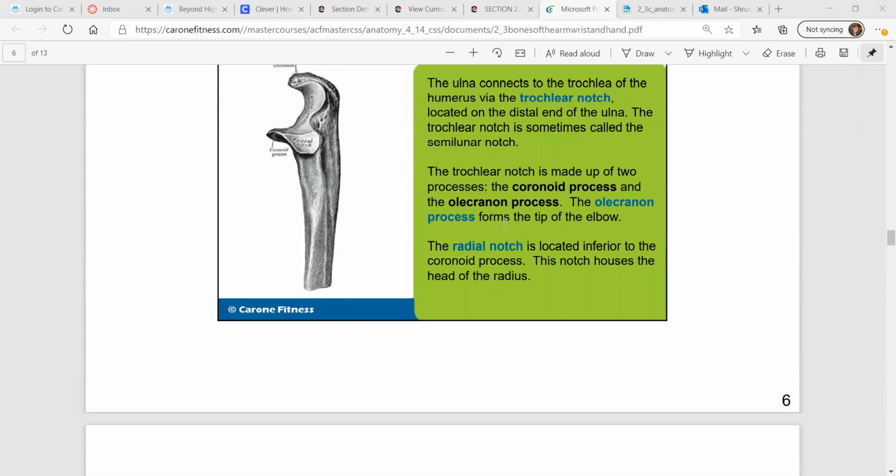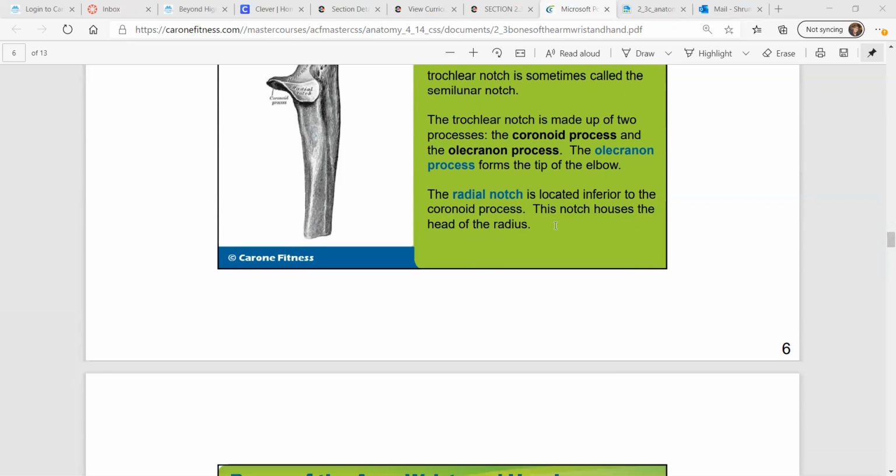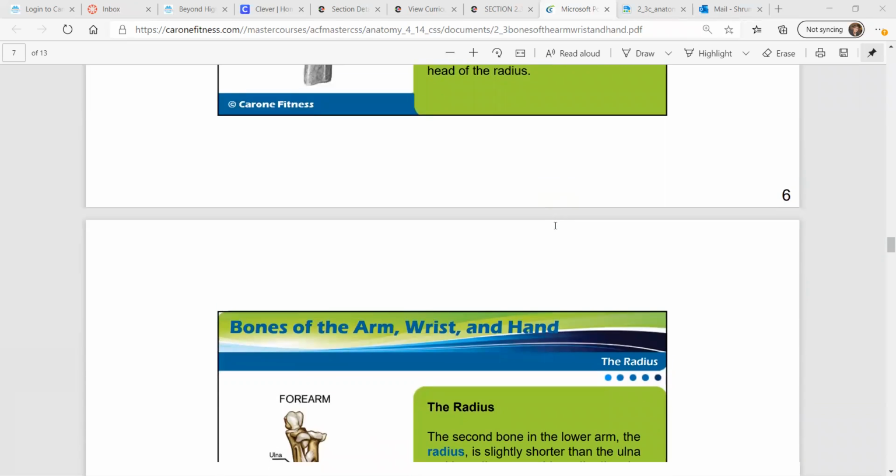The trochlear notch is made up of two processes. We just described them: the coronoid process and the olecranon process. And they are forming the tip of the elbow. The radial notch is located inferior to the coronoid process, and the radial notch houses the head of the radius. So radial, radius, pay attention to the prefixes.